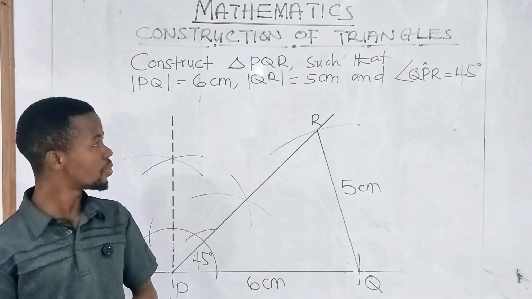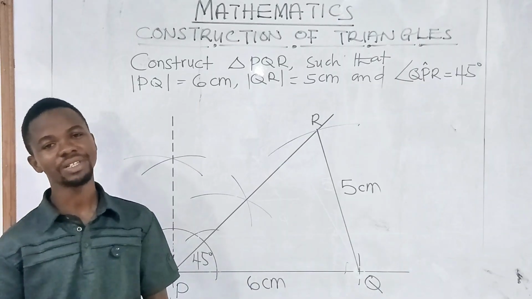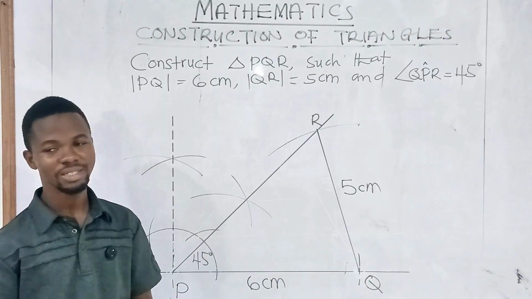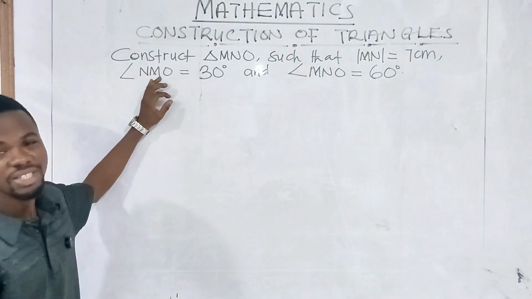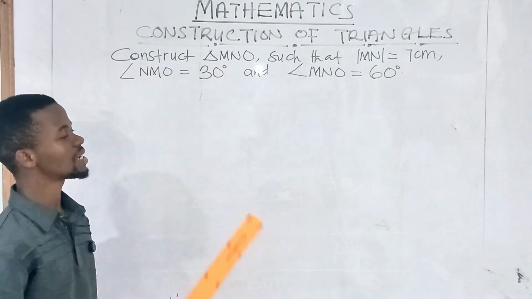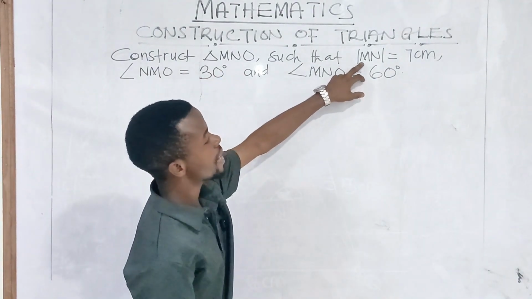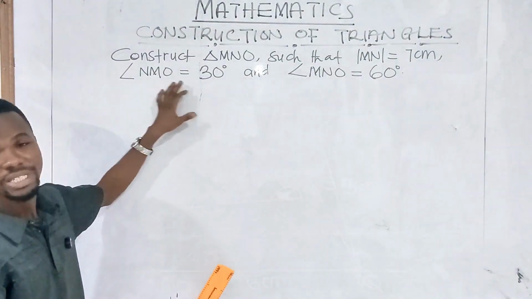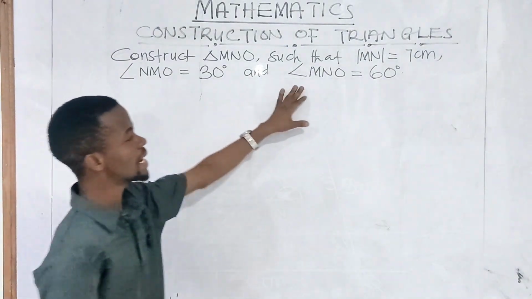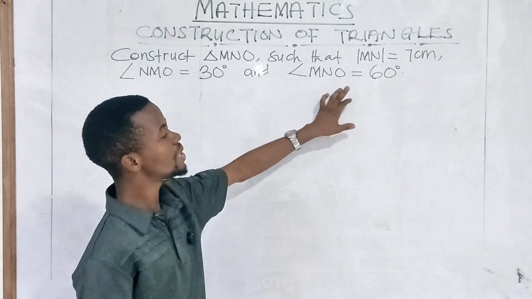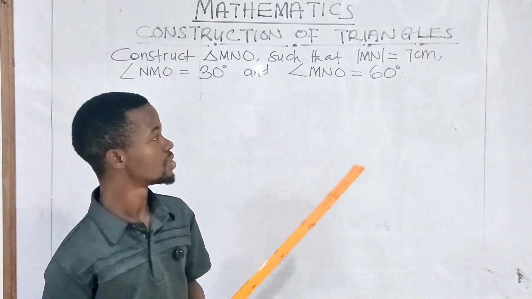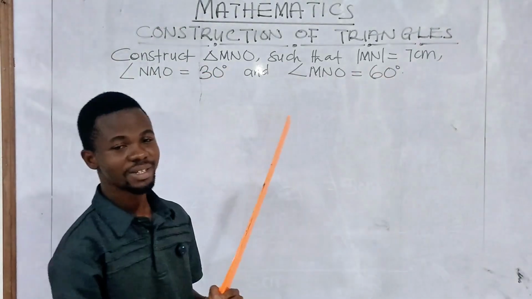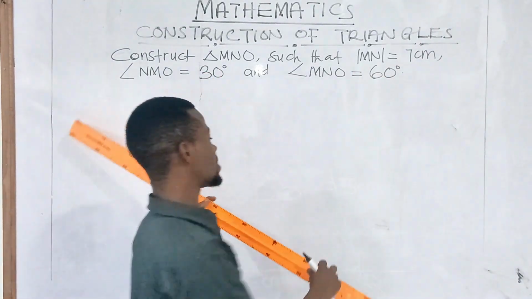In our last example, we will look at how to construct a triangle when you are given 2 angles and 1 side. This is our question. Construct triangle MNO such that magnitude of MN is 7 centimeters, angle NMO is 30 degrees, and angle MNO is equal to 60 degrees. So first, we have to construct our line segment MN, which is 7 centimeters.